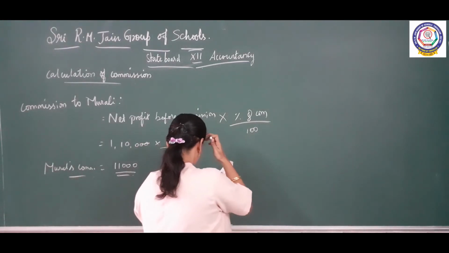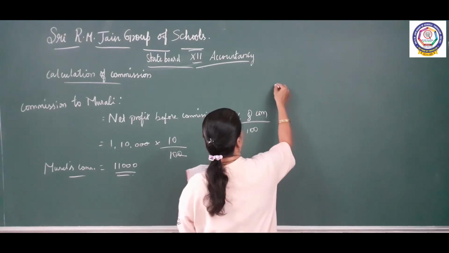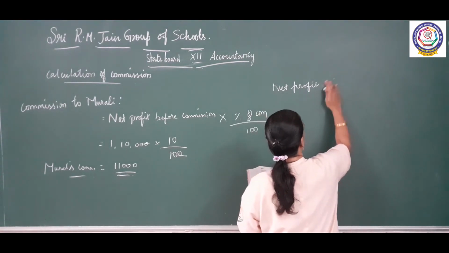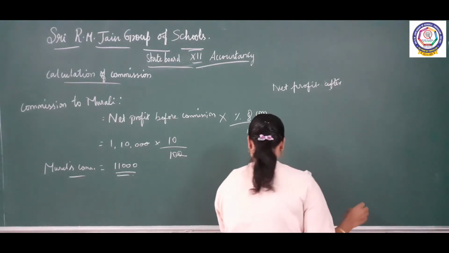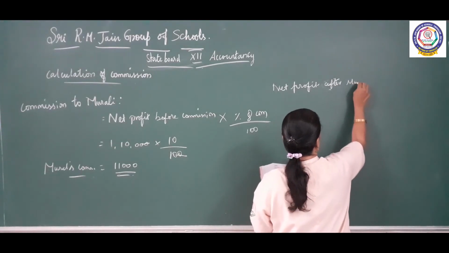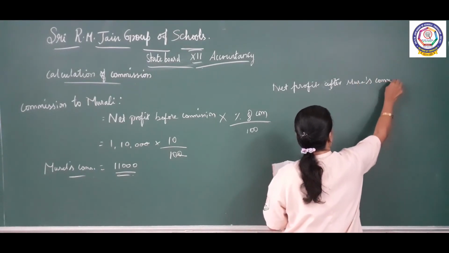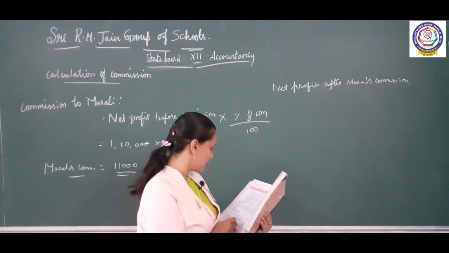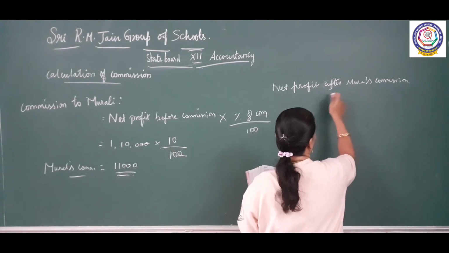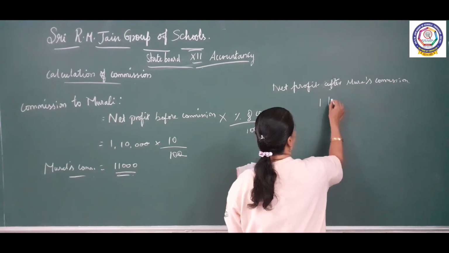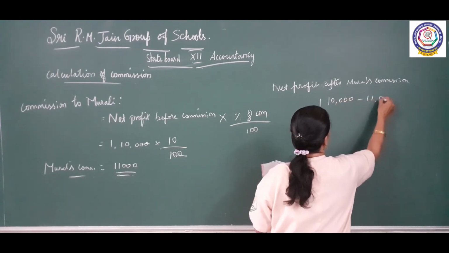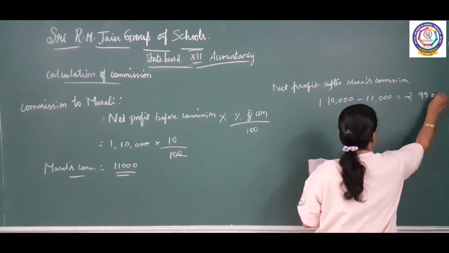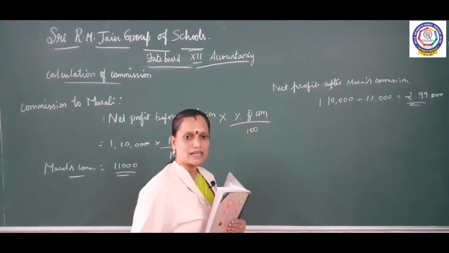So next, what should we do? Net profit after Murali's commission. How much is Sethu going to get? We will see. Net profit after Murali's commission equals 1,10,000 minus 11,000, equal to how much? 99,000. So now we are going to calculate Sethu's commission.